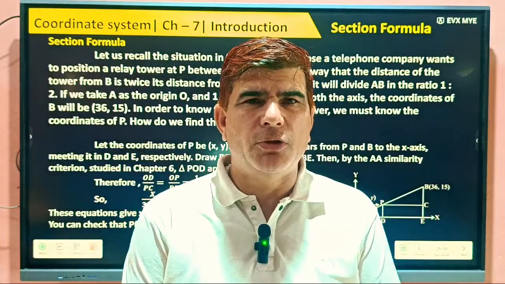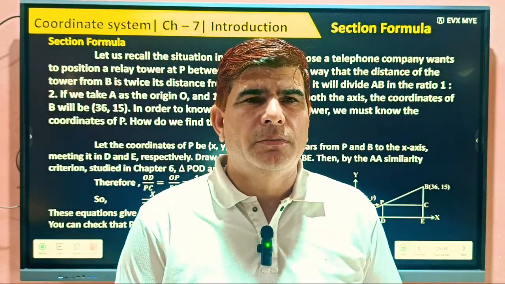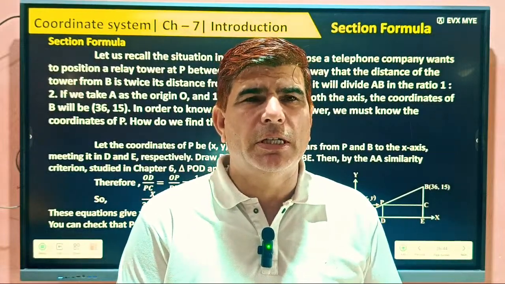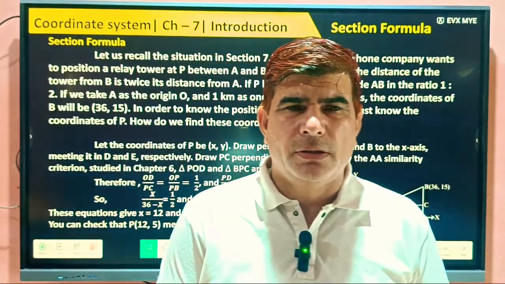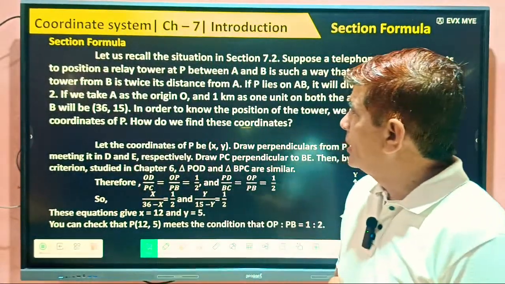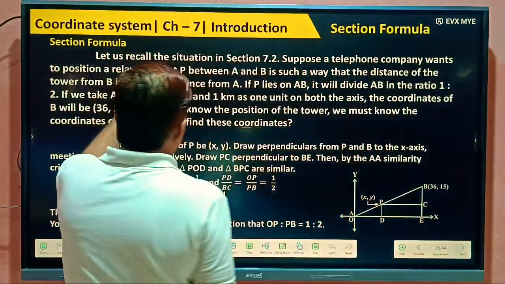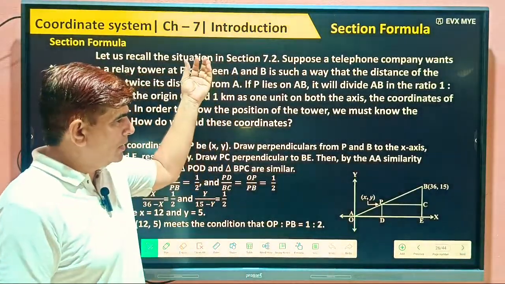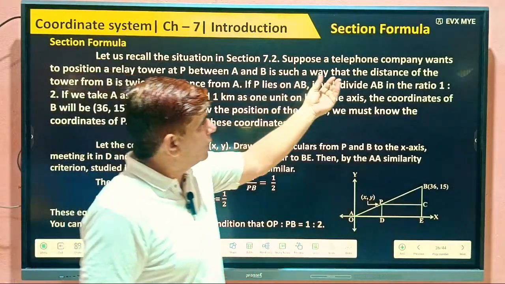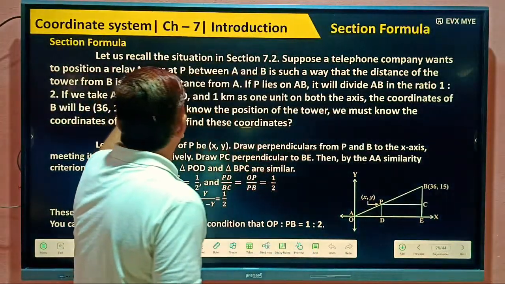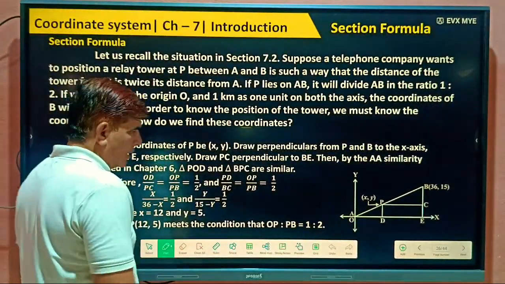First we will do the derivation of it, and later on some examples, and then questions related to the exercise. So I will start from your previous knowledge. Let us recall the situation given in section 7.2. Suppose a telephone company wants to position a relay tower at point P. So in 7.2, this is the situation.